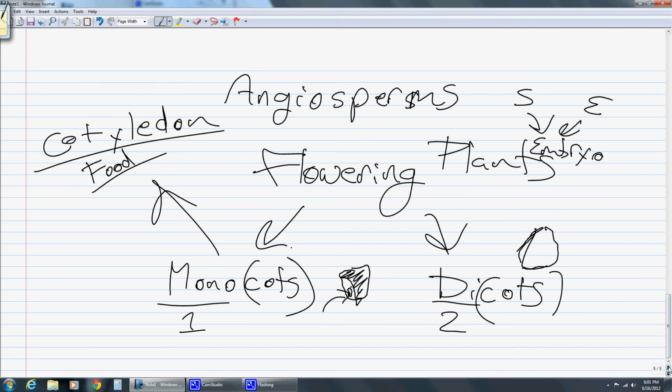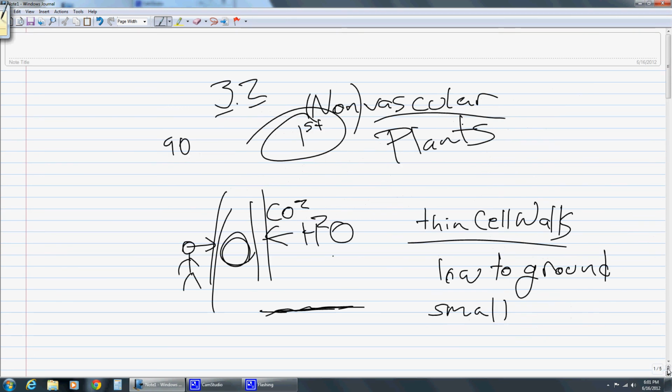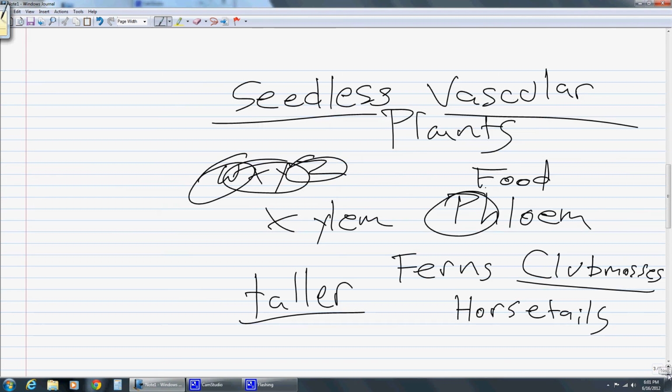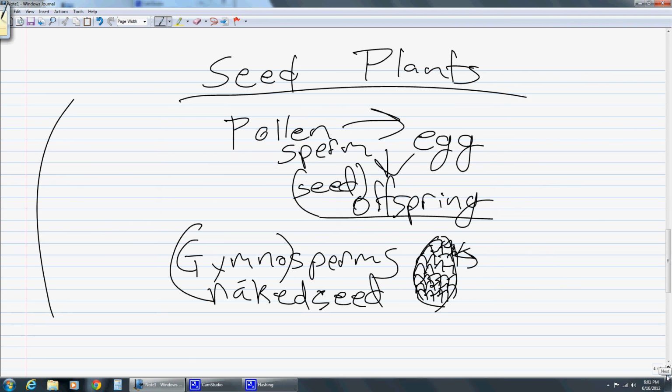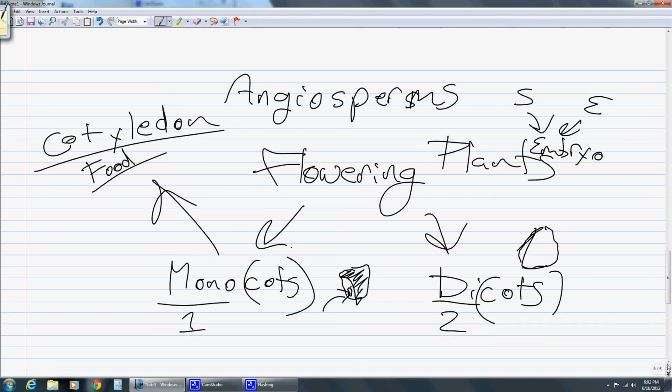So again, to recap, our types of plants are going to break up into three main groups: the non-vascular plants, then the seedless vascular plants, and then the seed plants. And the seed plants split up into two groups called the gymnosperms and the angiosperms. And the angiosperms actually split up into two more groups called the monocots, meaning one cotyledon, or the dicots, meaning two cotyledons. And remember, a cotyledon is the food source for that little embryo that's growing when the sperm cell and the egg cell meet.